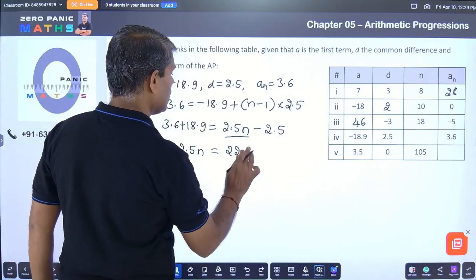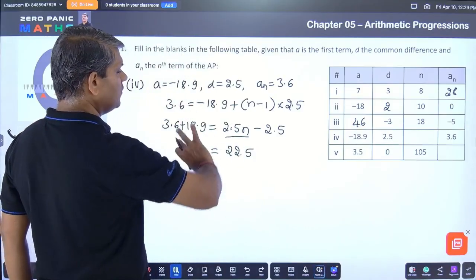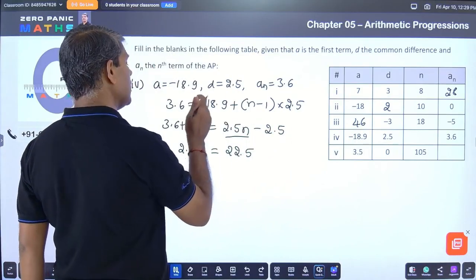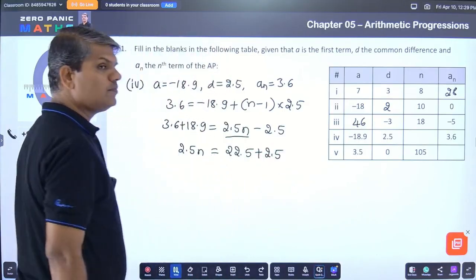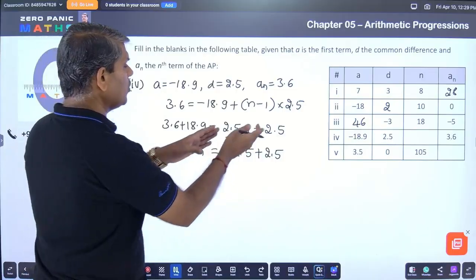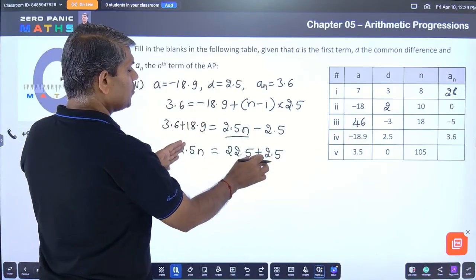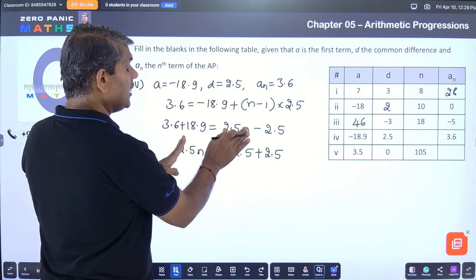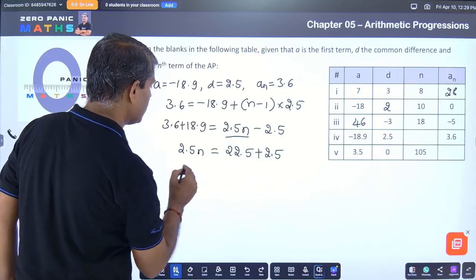22.5 was on the left side. I have just switched the values. Taking minus 2.5 to the left-hand side will become plus 2.5. I've done two steps in one only. First I took 2.5 to the left side to make it plus 2.5, and 2.5 kept at the right side, switched both. That's all, don't get confused here.